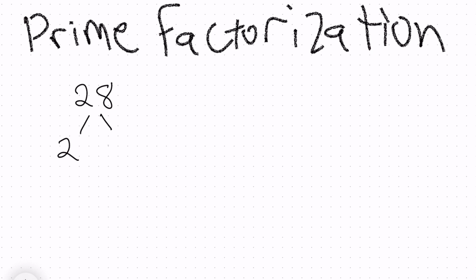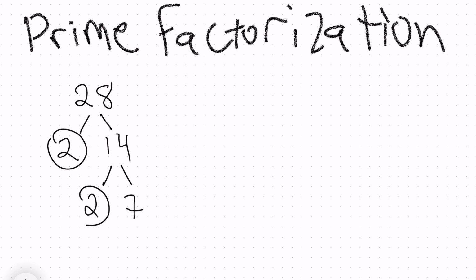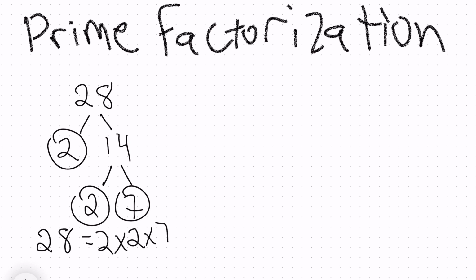28 divided by 2 is 14, and I know that 2 is a prime number, so I'm going to circle it. But 14 can still be divided out as well. And 14 divided by 2 is 7. And there we have our prime factorization. So 28 equals 2 times 2 times 7.